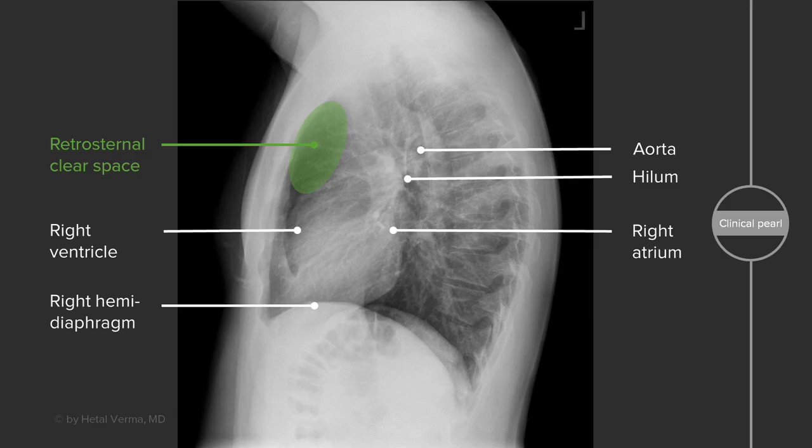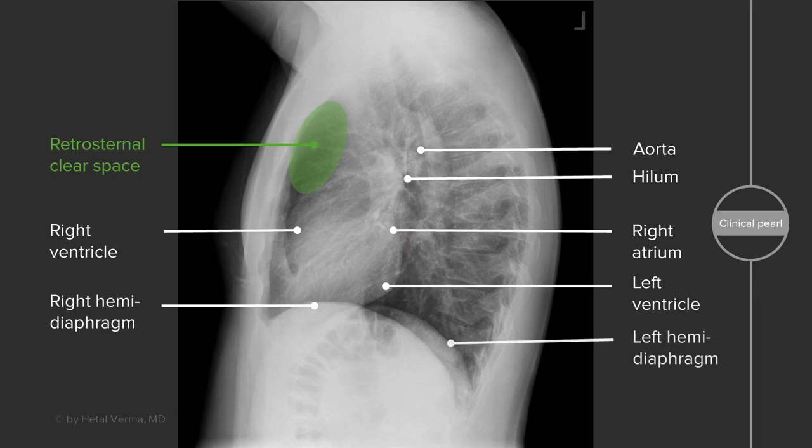And here you can see a portion of the right atrium as forming the posterior heart border. So the superior aspect of the posterior heart border is the right atrium, while the inferior aspect of the posterior heart border is the left ventricle. And posteriorly here, slightly lower than the right hemidiaphragm, is the shadow of the left hemidiaphragm.